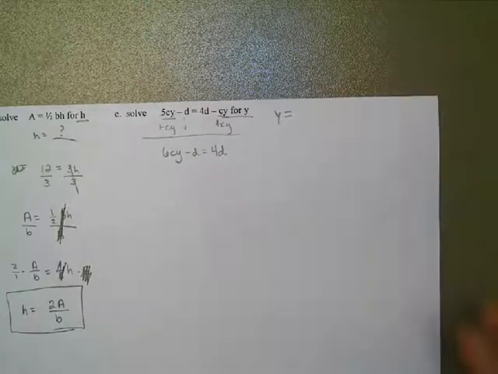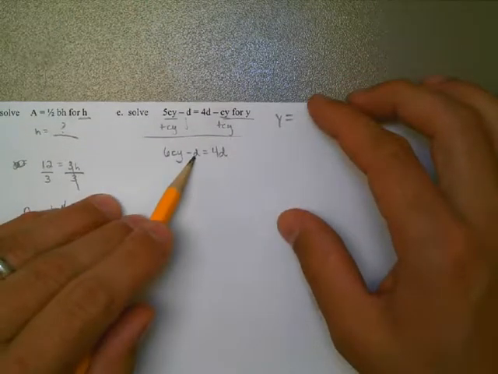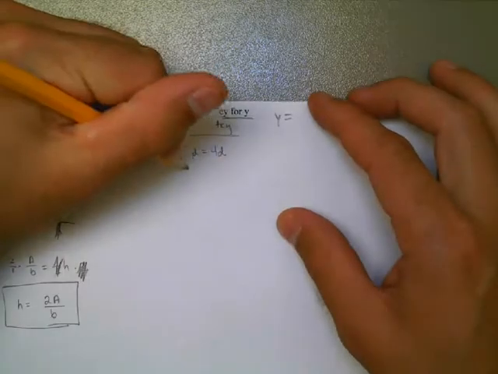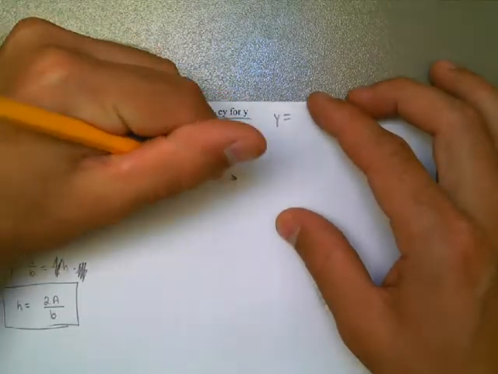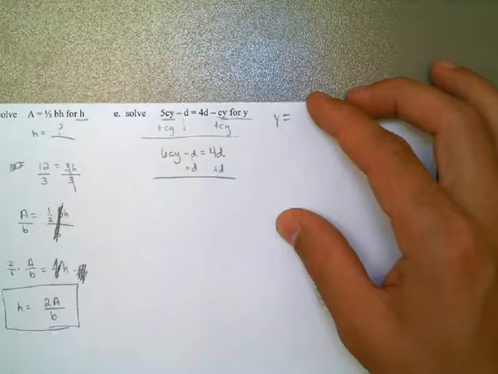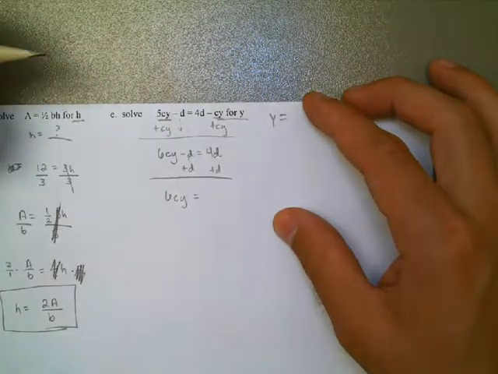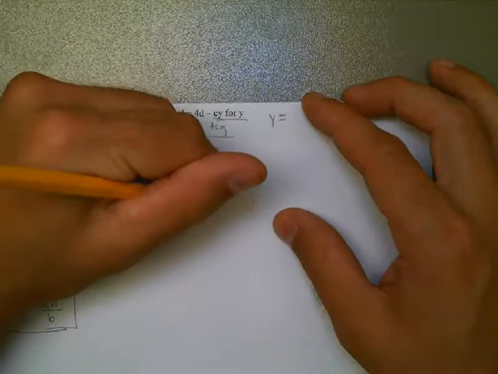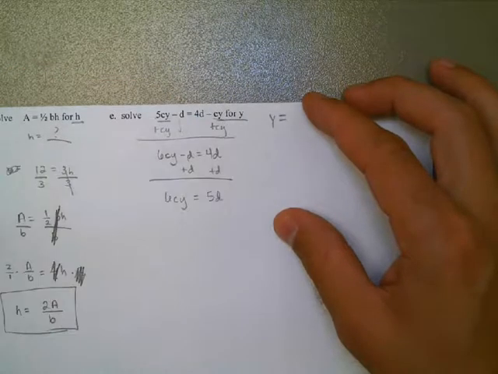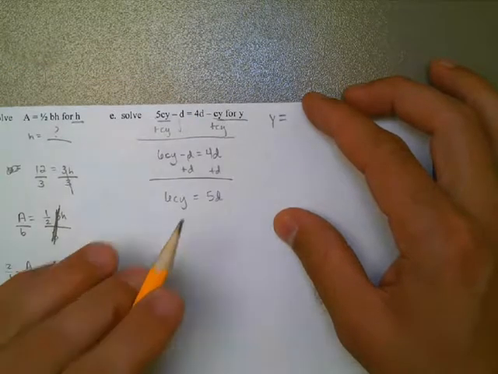Now, I've got a term here that does not have a y in it, so I need to move it to the right-hand side. Let's do that by adding d to both sides. If I add d, that means I'm left with 6 cy's on the left, and that's it. And I now have 5 d's on the right. Now the last thing is this. I want to get the y by itself.